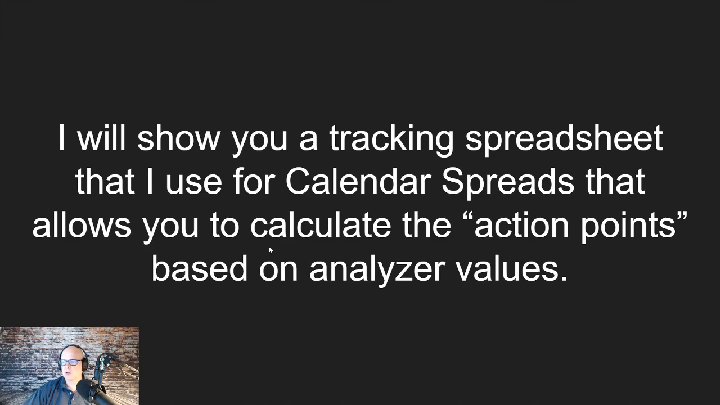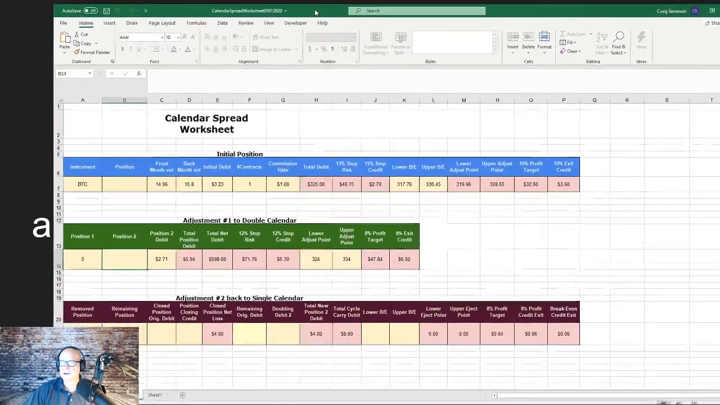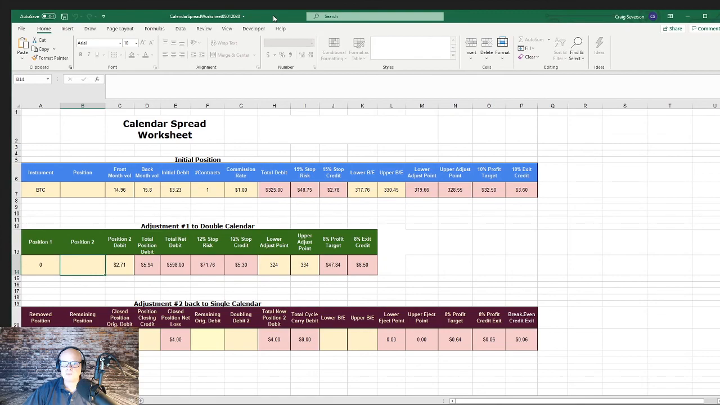No fun at all. So what I'd like to show you now is a tracking spreadsheet I use for calendar spreads that allows you to calculate the action points based on analyzer values. Okay, and that is right here. The sheet is right here.